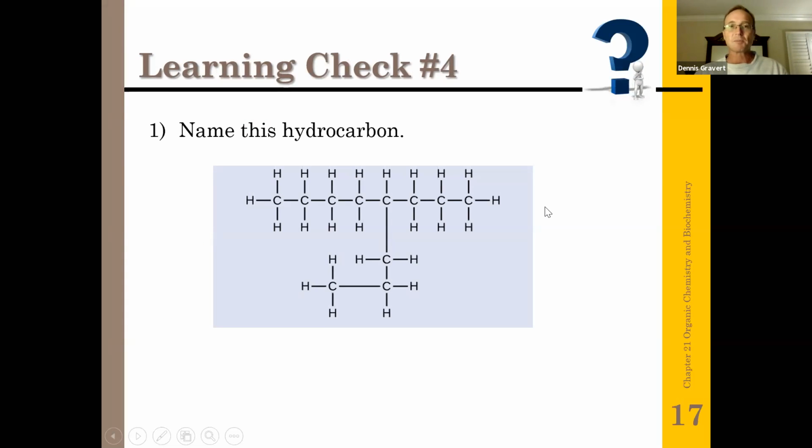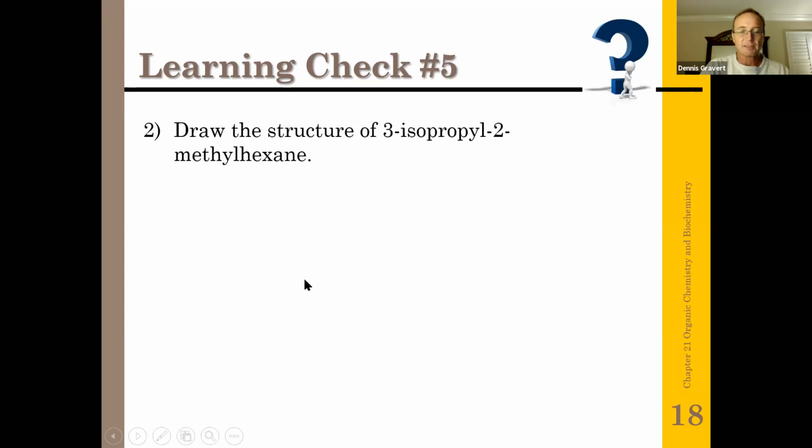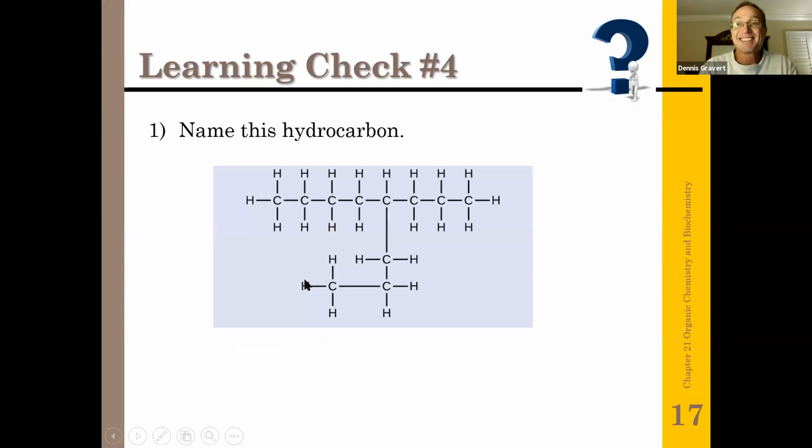Ooh, another hydrocarbon to name. Okay, let's find the longest chain. Well, you could start here. Where's my, darn it. Still not used to it. I think by now I would be. Okay, you can start here, or here, or here. There's 3 ends.